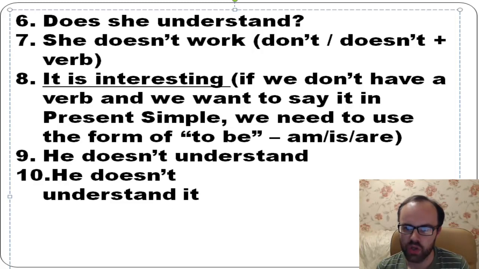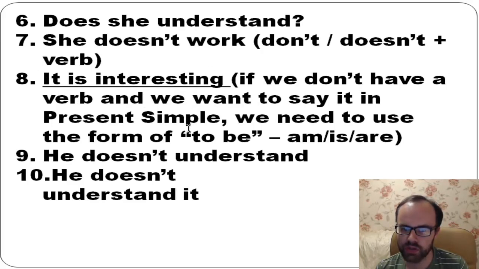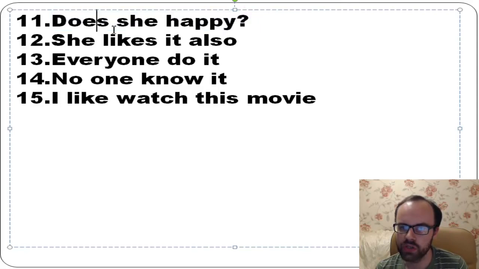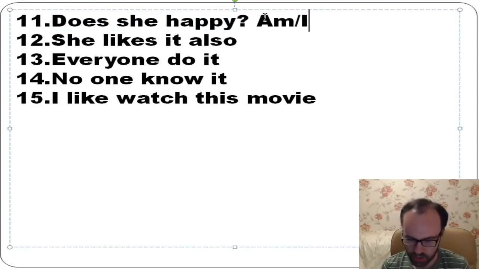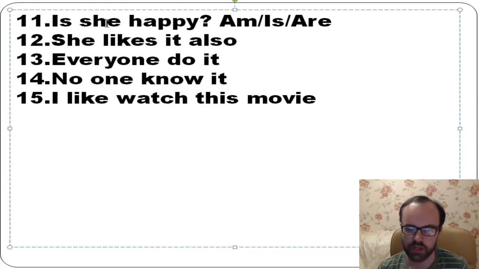It is interesting. If we don't have a verb and we want to say it in present simple, we need to use the form of to be. Am, is, or are. He doesn't understand it. Okay, next. Does she happy? So, what is wrong? So we have this rule. If we don't have a verb and we want to say it in present simple, we need to use the form of to be, am, is, or are. So, do you have a verb in the sentence? No. So we need to use the form of to be in questions. So he, she, it is. Is she happy?